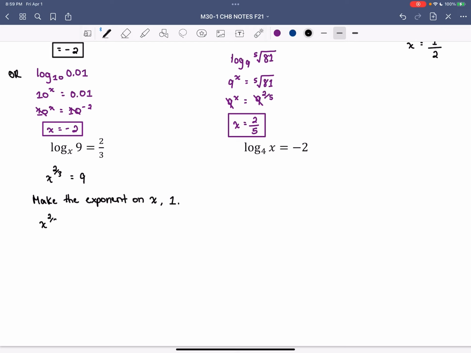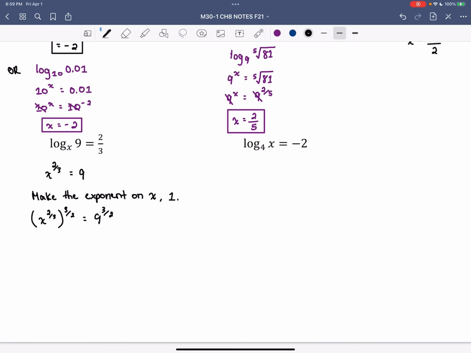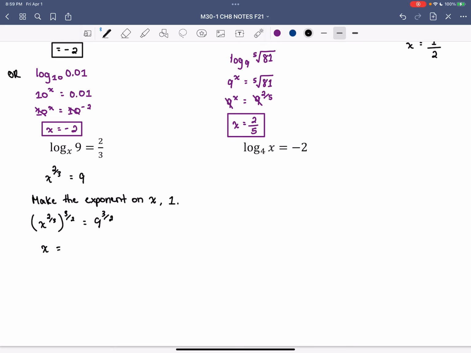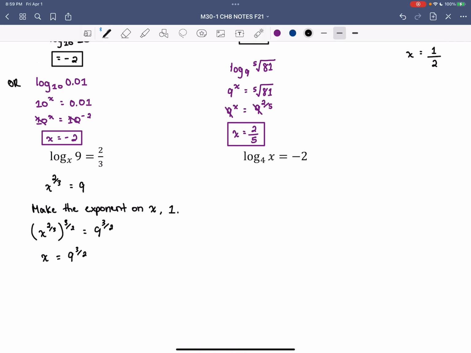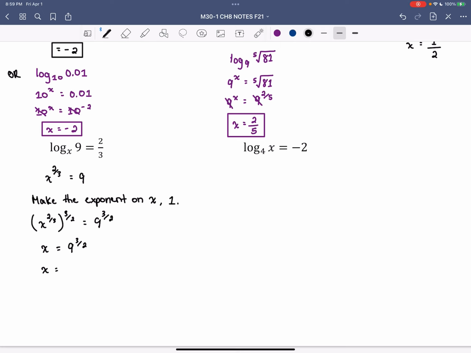So x to the power of 2 over 3, to the power of 3 over 2. And what we do to one side we have to do to the other. So 9 to the power of 3 over 2. Then 2 over 3 times 3 over 2 is 6 over 6, which equals 1. So we get x equals 9 to the power of 3 over 2. We can calculate that. x equals the square root of 9 to the power of 3. Square root of 9 is 3, so x equals 3 to the power of 3, which is 27.